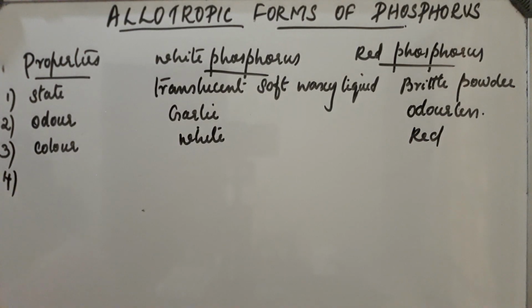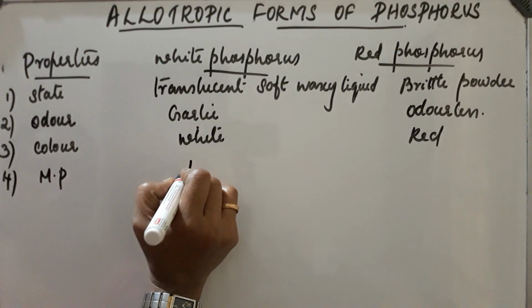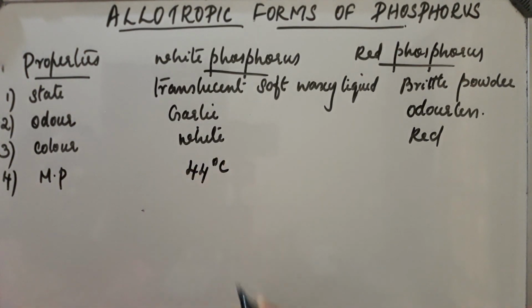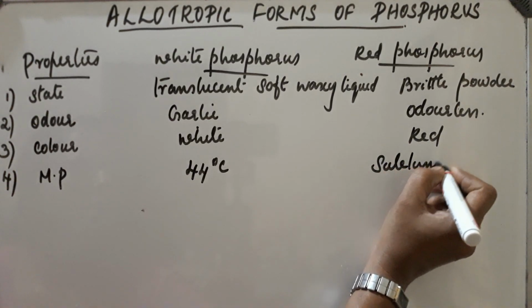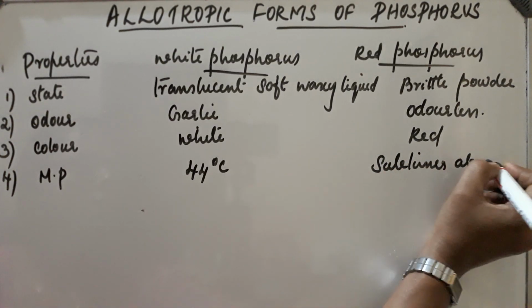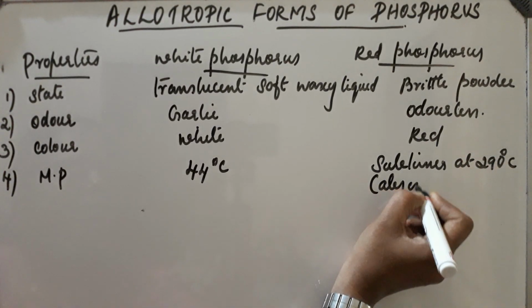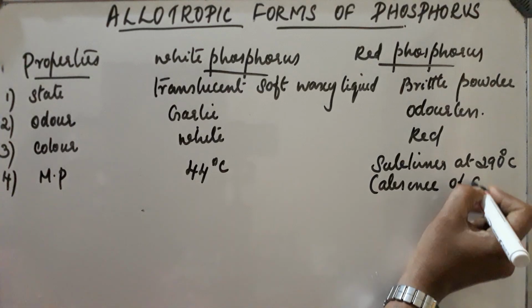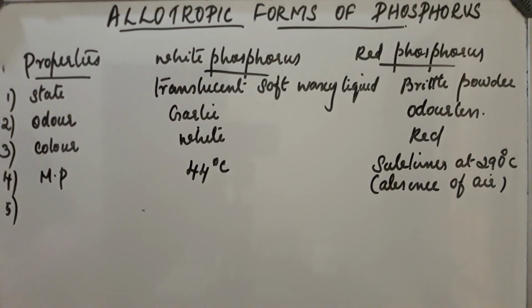Fourth point, what about their melting point? White phosphorus melts at 44 degrees Celsius and red phosphorus sublimes at 290 degrees Celsius in the absence of air.